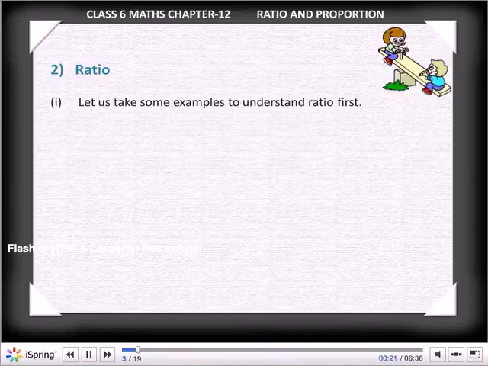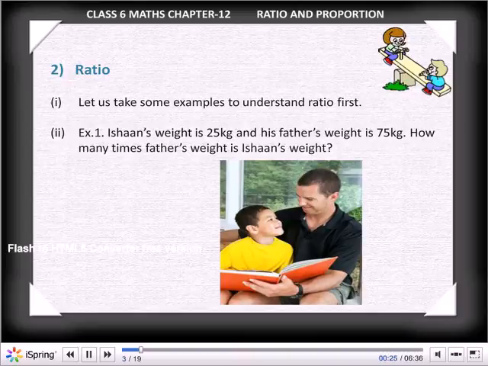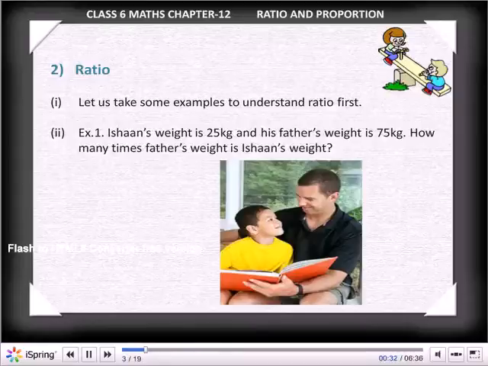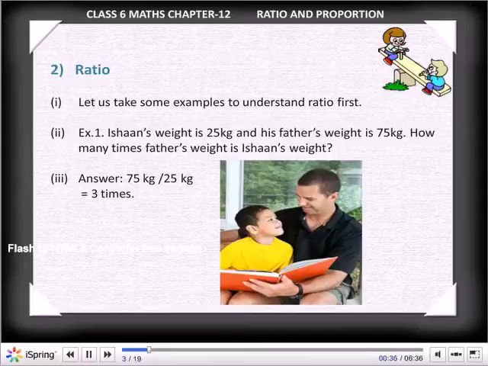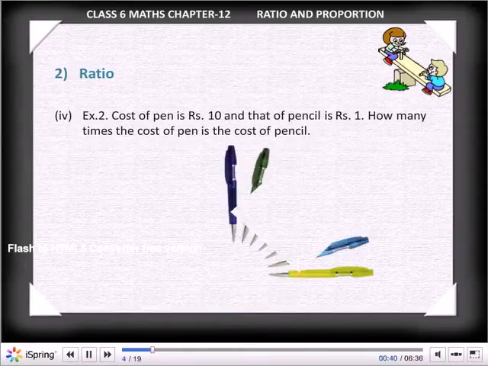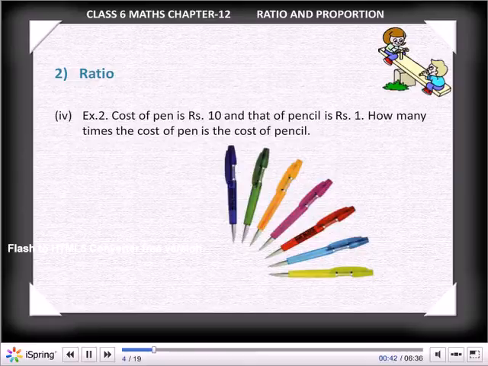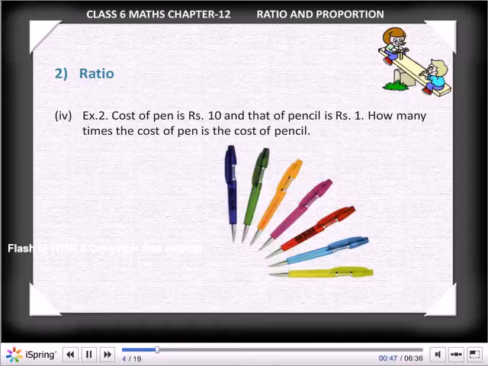Ratio. Let us take some examples to understand ratio first. Ishan's weight is 25 kg and his father's weight is 75 kg. How many times father's weight is Ishan's weight? The answer is 75 kg divided by 25 kg is equal to 3 times. Example 2. Cost of a pen is rupees 10 and that of a pencil is rupees 1. How many times the cost of pen is the cost of pencil? The answer is 10 times.